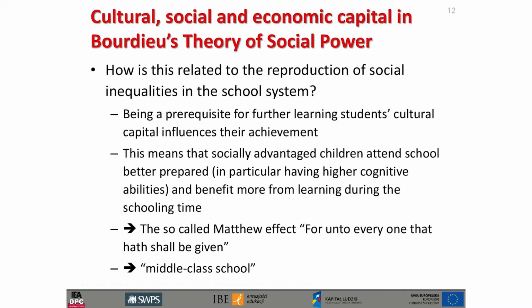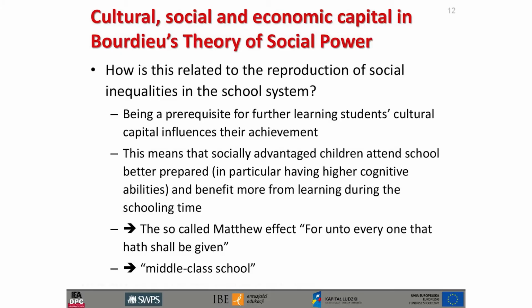So how is all this related to the reproduction of social inequalities in the school system? First of all, being a prerequisite for further learning, students' cultural capital influences their achievement. Especially the cultural capital of small children can be defined as their cognitive abilities, but also attitudes and motivation towards learning. This means that socially advantaged children attend school better prepared, in particular having higher cognitive abilities, and benefit more from learning during the schooling time. And this is the so-called Matthew effect. For unto everyone that hath shall be given. So the more you bring with you into the schooling system, the more you can benefit from it.